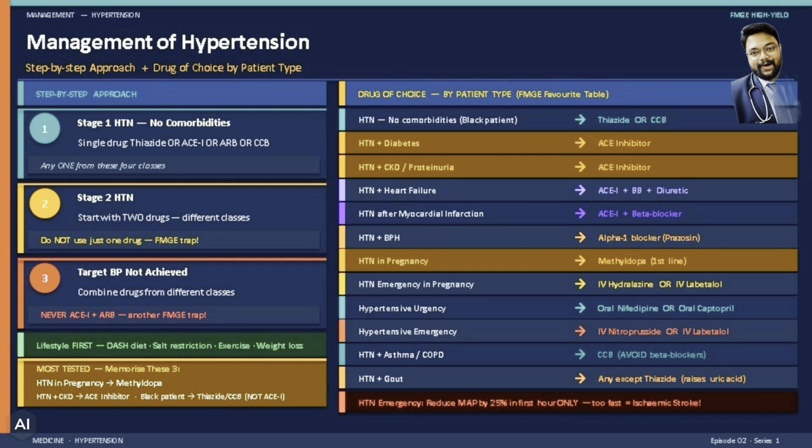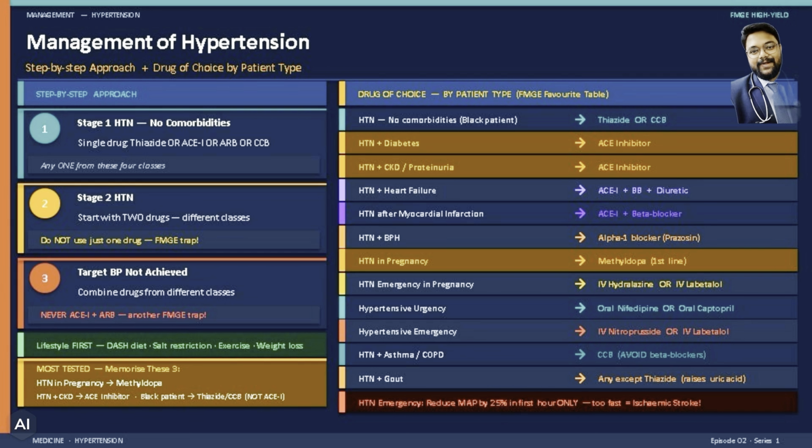It's also renoprotective. Hypertension with chronic kidney disease or proteinuria, ACE inhibitor. It reduces proteinuria, so it's the first choice. Hypertension with heart failure, ACE inhibitor plus beta blocker plus diuretic. This is triple therapy. Hypertension after myocardial infarction, ACE inhibitor plus beta blocker.